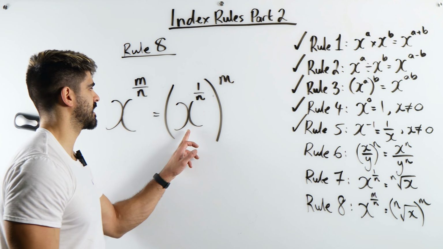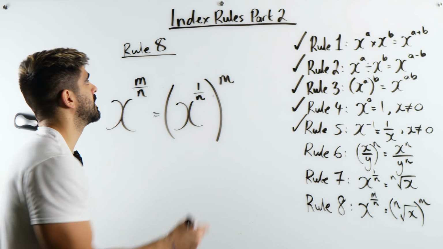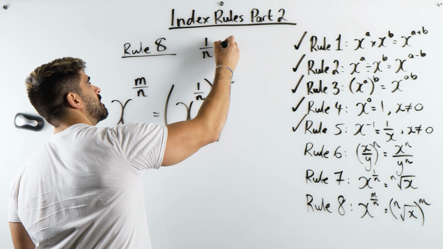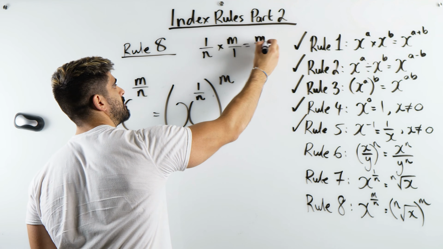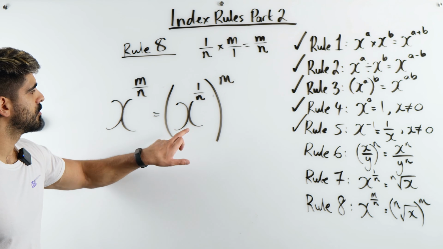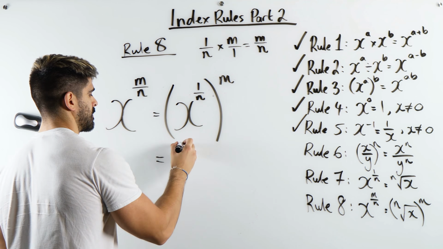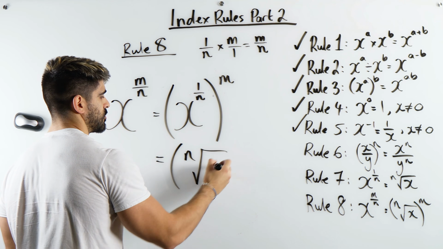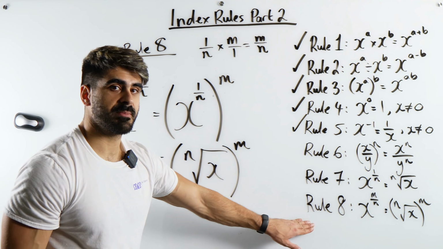Why is that? Because when you take a number raised to a power, raised to another power, I multiply the powers. And if I do 1 over n times m, that's m over 1, right? 1 times m is m, n times 1 is n. So nothing has changed. This is rule 7. It's the nth root, so it's the nth root of x raised to the power of m. And that's the rule explained.